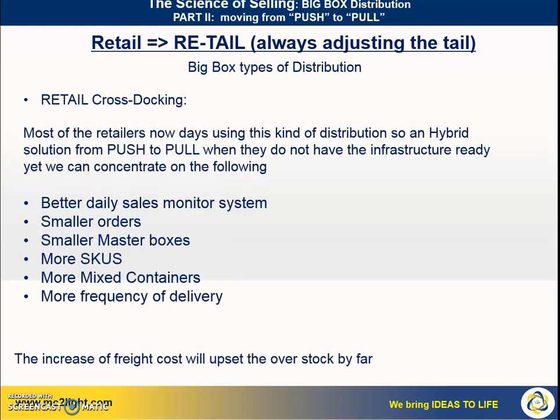So our solution for that kind of situation is to use a hybrid solution from push to pull. So we are going to have a better daily sales monitoring system, smaller orders, smaller master boxes, more SKUs, more mixed containers, and more frequent delivery. What we're trying to do here, the most important part, is smaller master boxes. As you can see, we are going to send very small boxes to the stores that do not sell very well, and much bigger quantities to the stores that are better sellers.